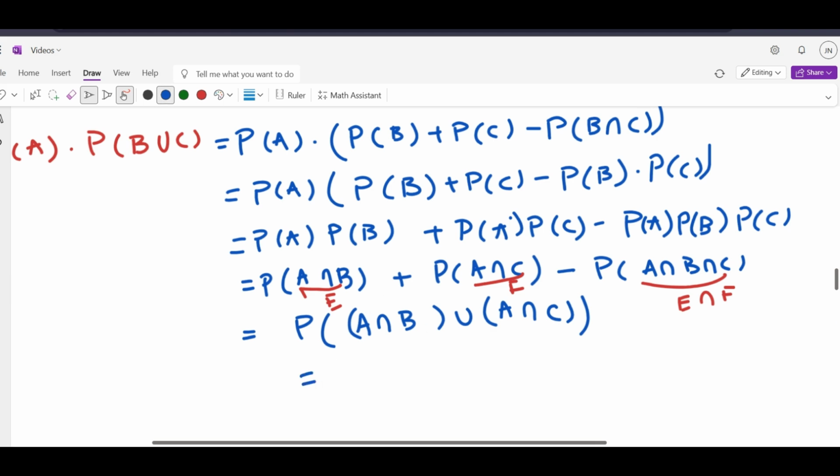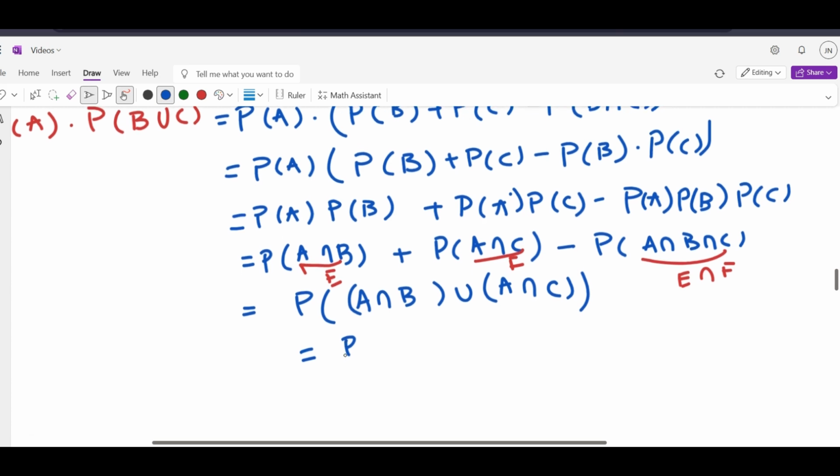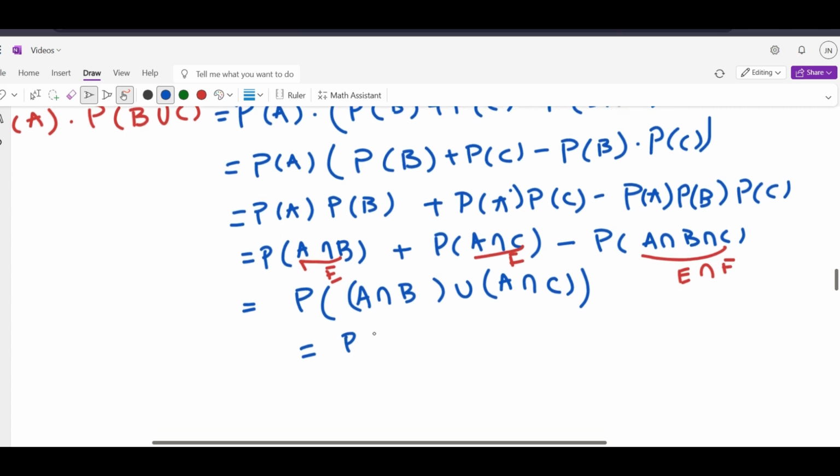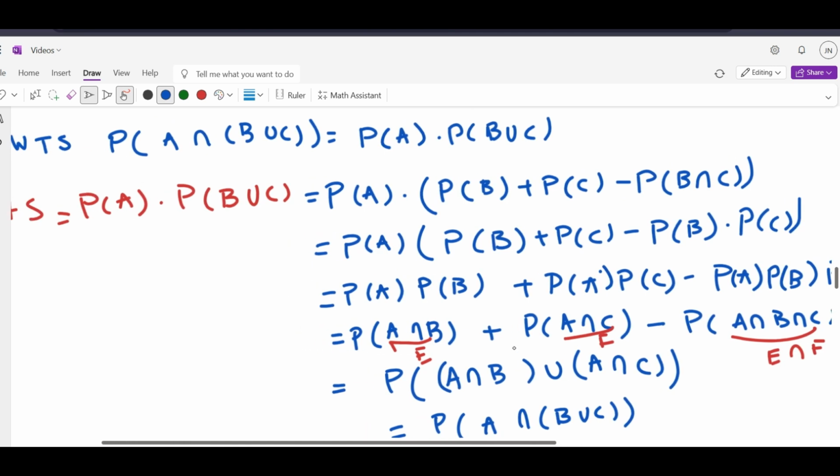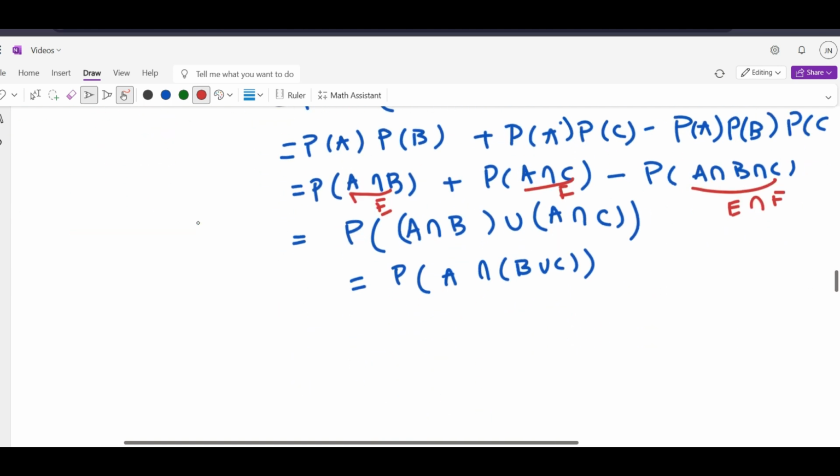Now, let's use our set theory information. And I know that this probability is A intersect B union C. What just happened? We basically showed that the probability of the product right here, the left-hand side, is equal to the probability of the right-hand side. And that's what we wanted to show.